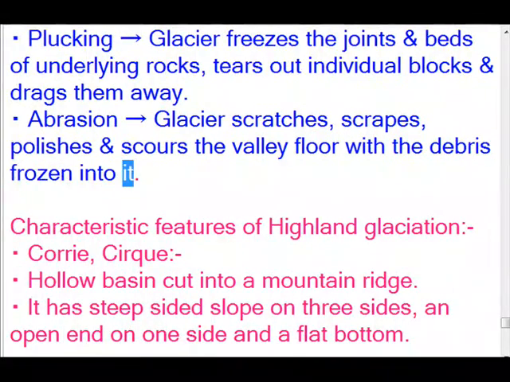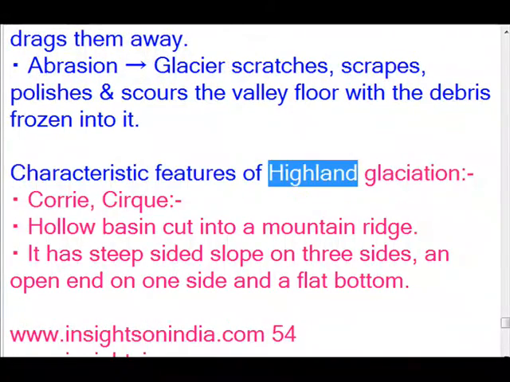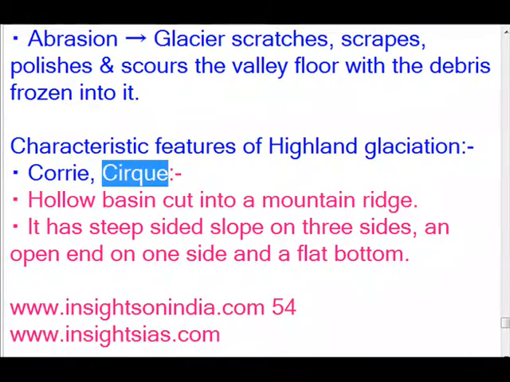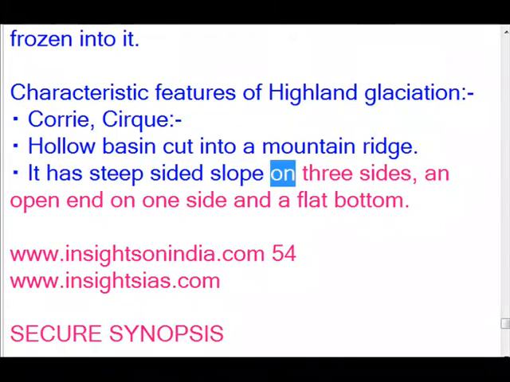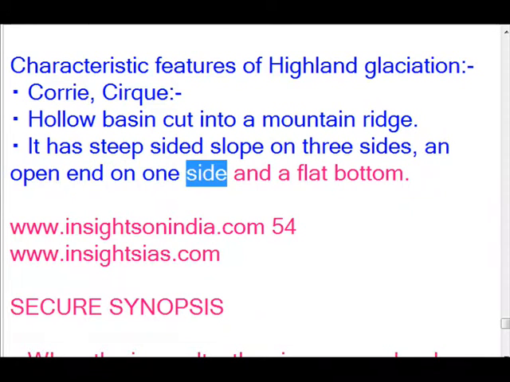debris frozen into it. Characteristic features of glaciation: cirque. A cirque is a bowl-shaped basin cut into a mountain ridge. It has steep-sided slopes on three sides, an open end on one side, and a flat bottom.